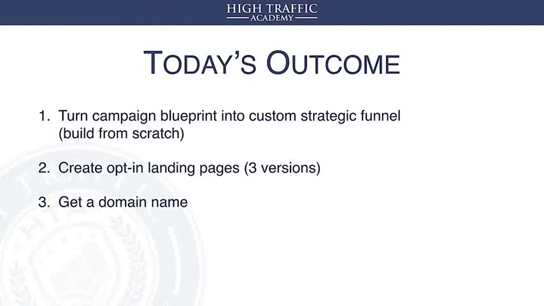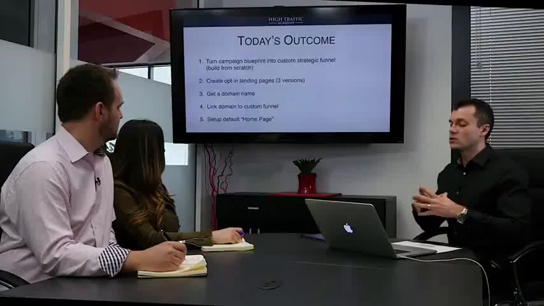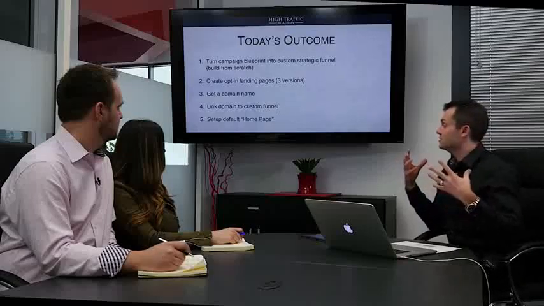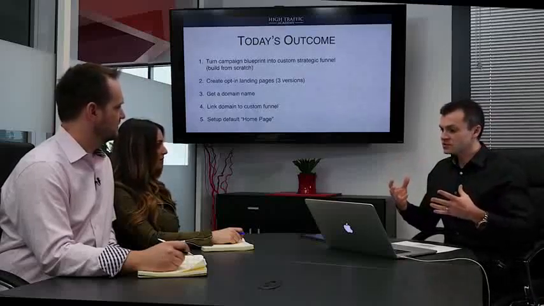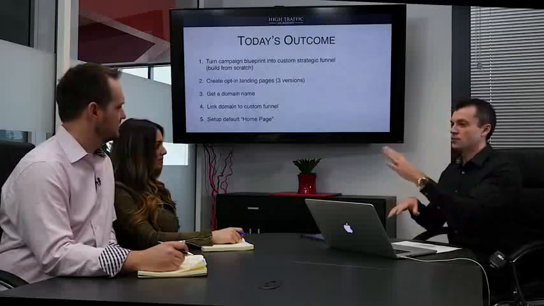Number 3 is we are going to get ourselves a domain name, and you don't have to worry about what that means if you've never done that before. That's okay. We're going to pick the domain name, and then we are going to link that domain name to a funnel. I'm going to explain to you how that works and why we need to do that. And finally, we're going to set up what's called a funnel default homepage. So when somebody goes to your domain, for example, markbarley.com, where do you want them to end up? We're going to get all that set up, and it's going to be a lot of fun.